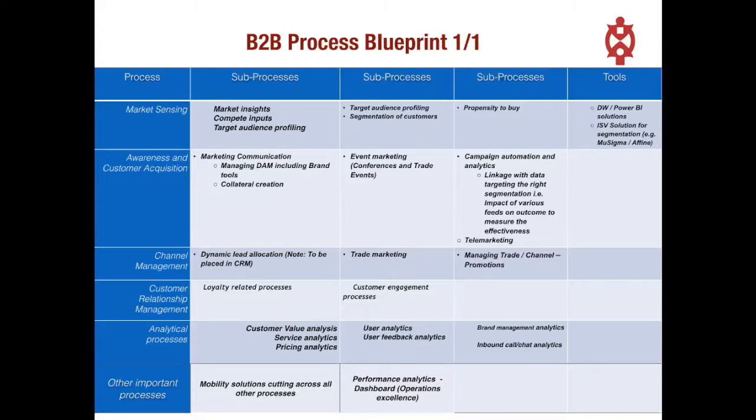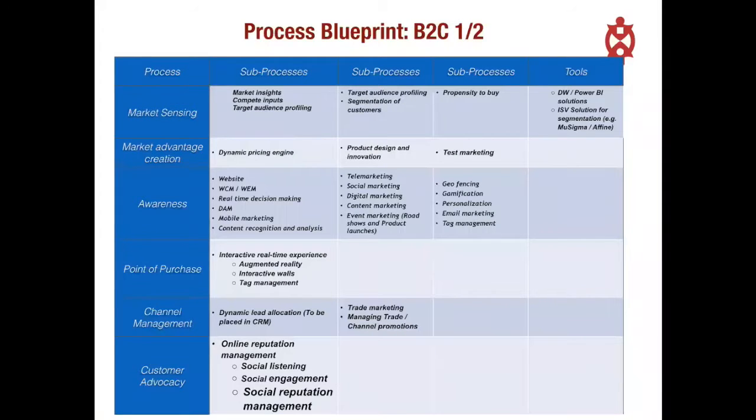If you say market sensing, the sub-processes are market insight, target audience, propensity to buy. And then the kind of tools that you would need would be, say, Power BI solutions or an ISV solution for segmentation. So you would need to look at those kinds of options and match it to the process blueprint. Similarly, you would break it up again. This is for B2C. It's very similar, but there would be a nuance in terms of the detailing that you need to do for each of these, right?